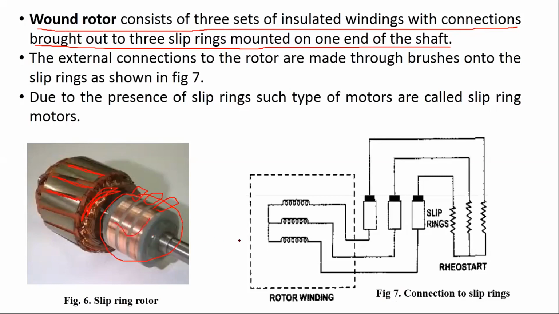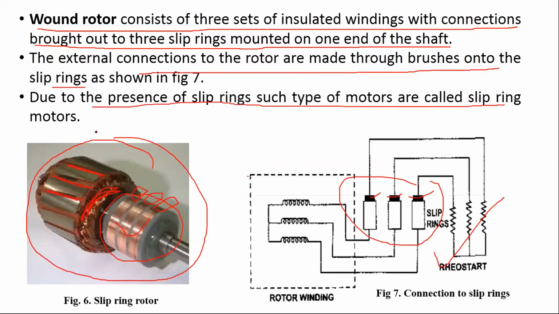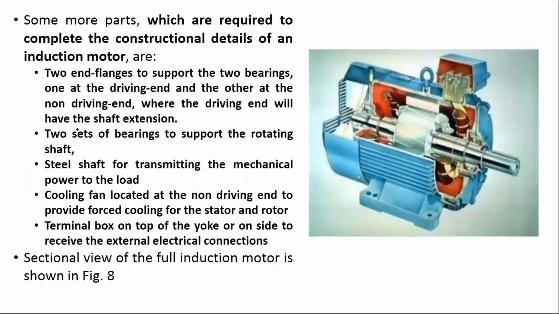Now this is the equivalent circuit of a slip ring motor. Here you have the rotor winding and slip rings. The rotor winding is connected to the slip rings at these black points. These are the carbon brushes, and then it is connected here, right? So the external connections to the rotor are made through brushes into the slip rings. This is what I just said. Because slip rings are present in this type of motor, we call it a slip ring motor, right?